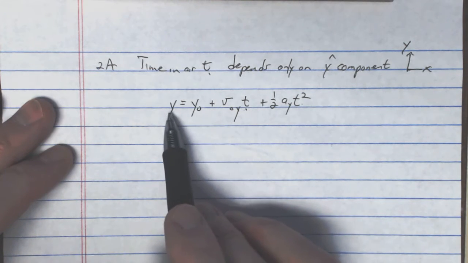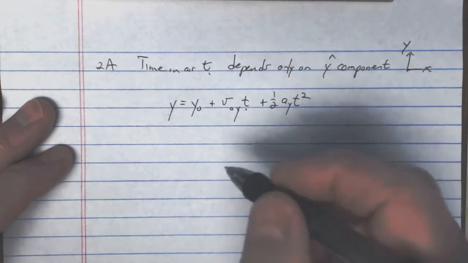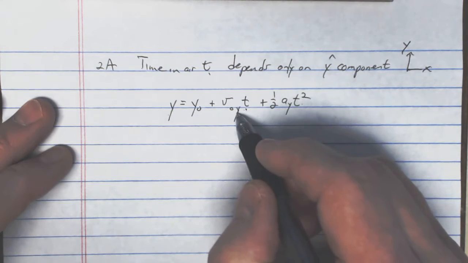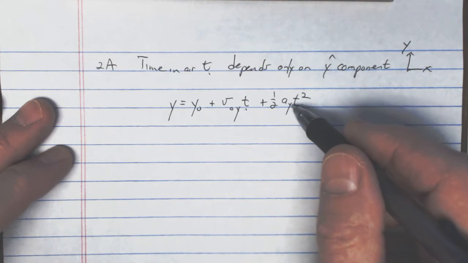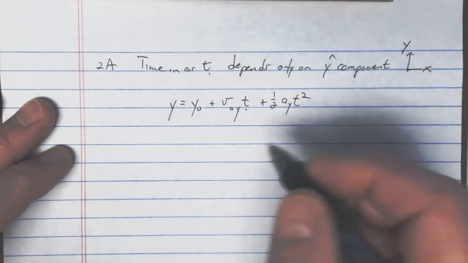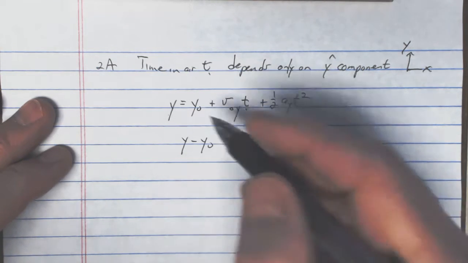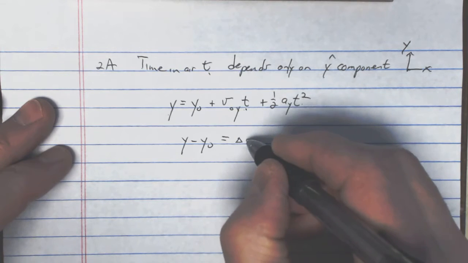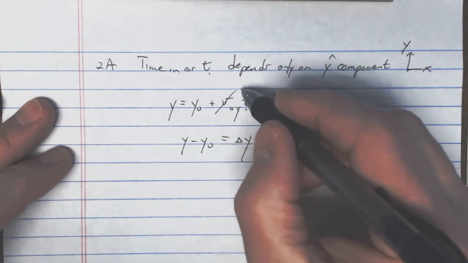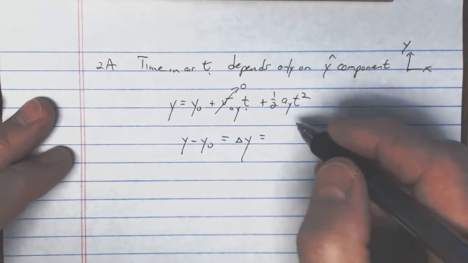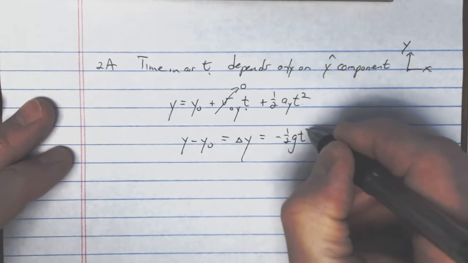You know the distance it falls, y minus y naught. You know the initial velocity in the y direction is 0 because you've launched it horizontally, and you know the acceleration is the acceleration of gravity. So this equation reduces to, if I take the y naught to the other side, notice this is just delta y, final minus initial, is equal to v naught y t, but that's 0, so I ignore that. And this term becomes negative 1/2 g t squared.